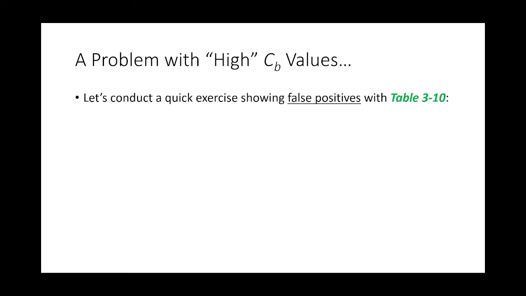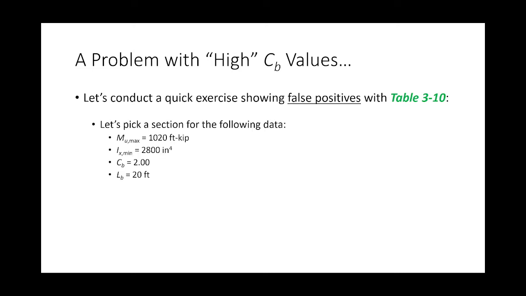This is what I want to talk about today: high CB values. I want to conduct a quick exercise to explain high CB values, and the easiest way to explain it is to go through an exercise. So I want everybody to break out your AISC 15th edition steel construction manual. I want you to break out table 3.10 because I need your help on this one. All right, so help me out. I want to do a design real quick. I want to design a beam for this data. So let's take a look at it.